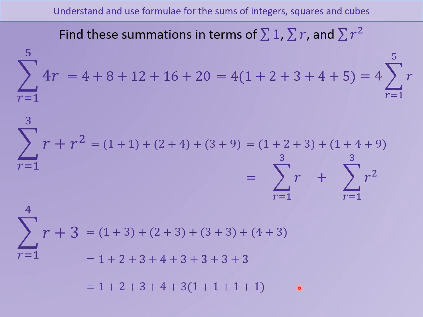So we can think of that as being 1 plus 2 plus 3 plus 4, which is the sum of the first 4 integers, plus 3 lots of 1 plus 1 plus 1 plus 1. The sum of the first 4 integers would use the rule half n plus 1. And then this 3 here is actually 3 times the sum of 1. So in general, if there was an n at the top here rather than a 4, this term would become 3n.